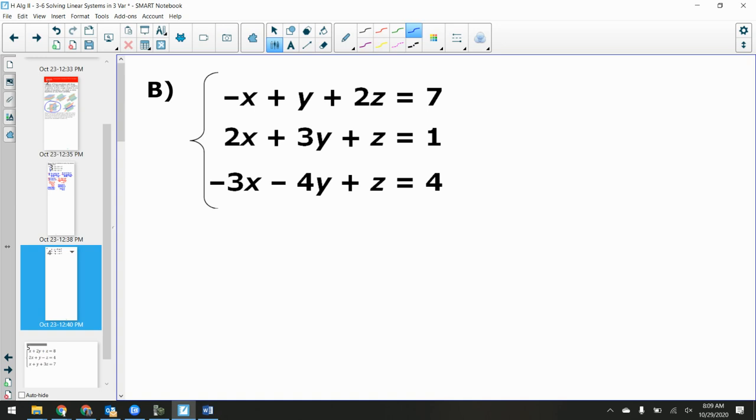So let's do z, and just so we're all clear, because there's a couple different routes to take, let's eliminate with equation 1 and 2, and then equation 2 and 3. You notice that the other option I could have done was eliminate with equations 1 and 3, then 1 and 2. I'll give you some time to work.